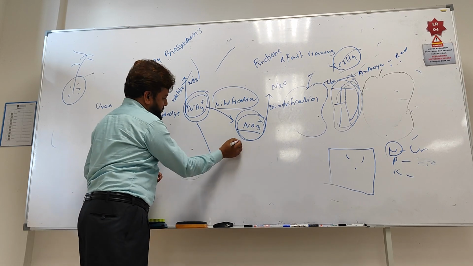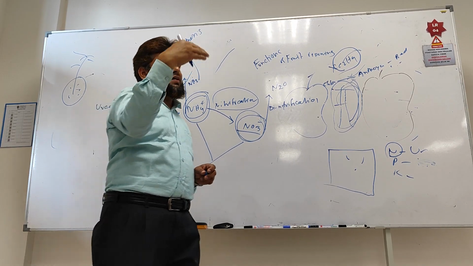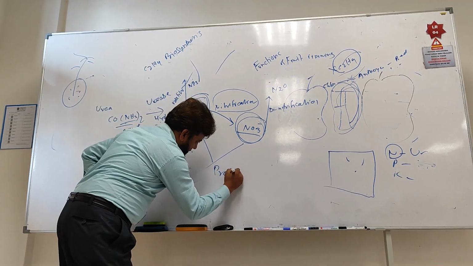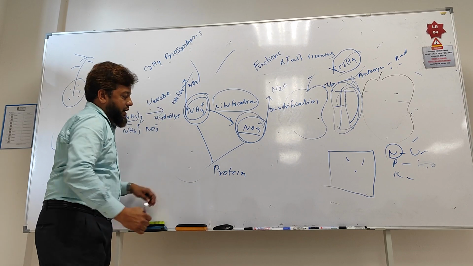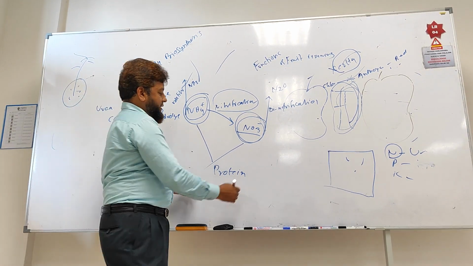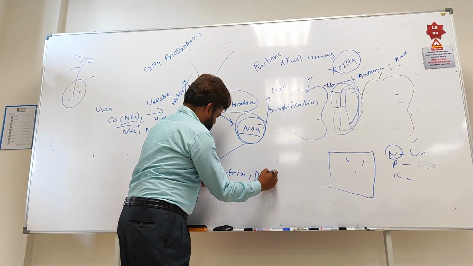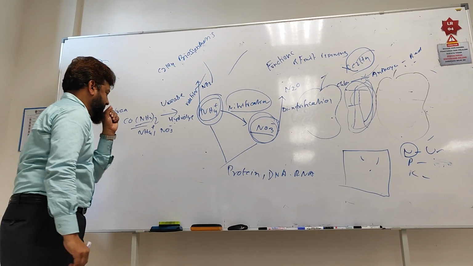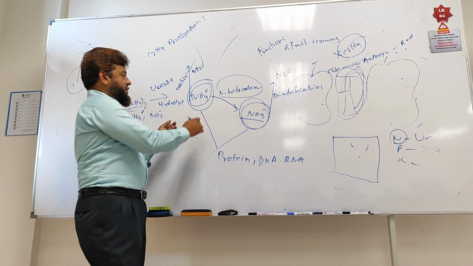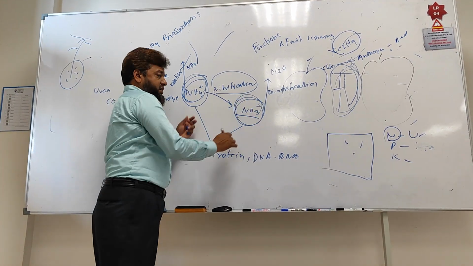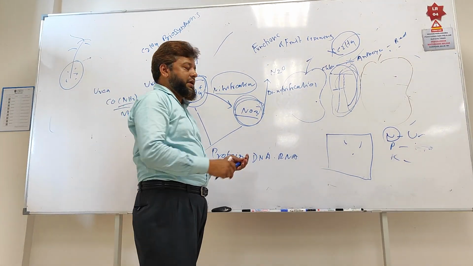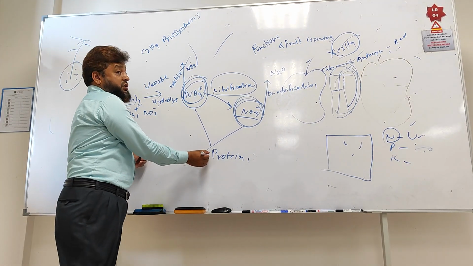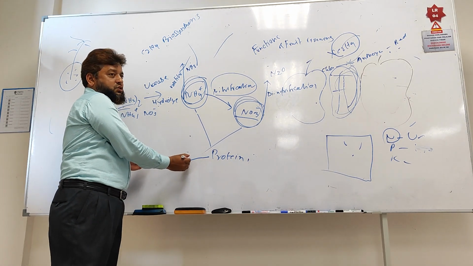Then the ammonium and nitrate, after some steps, make protein. We can also find DNA and RNA. From ammonium and NO3 they can make protein, DNA and RNA. For DNA and RNA we don't need that here. So now we know where protein comes from.